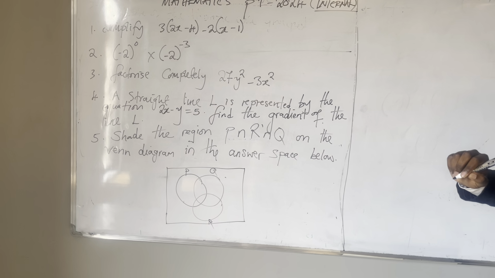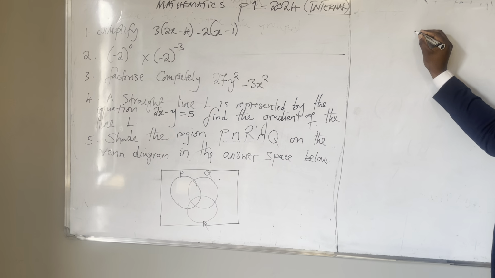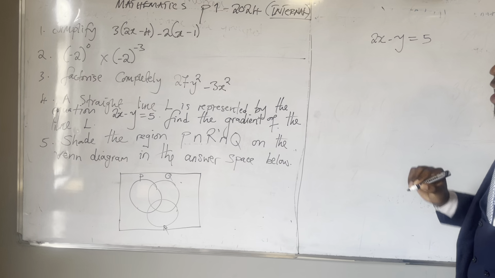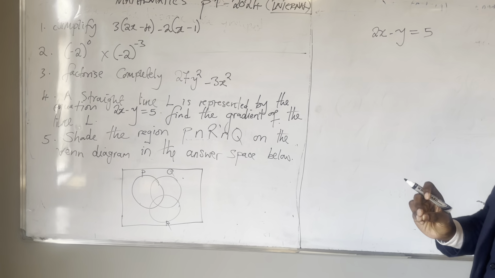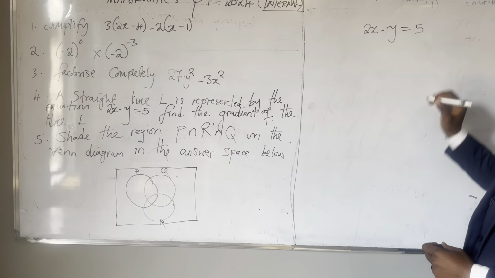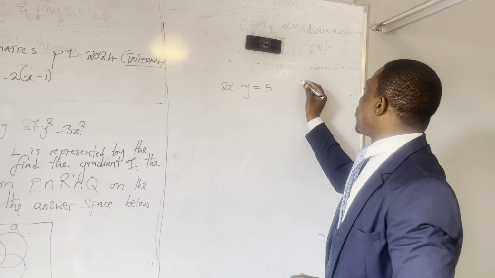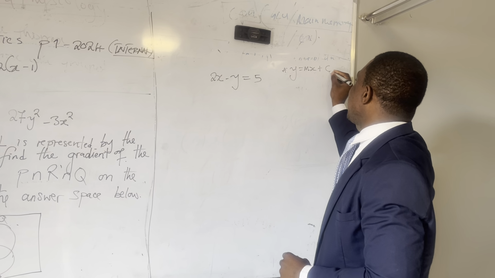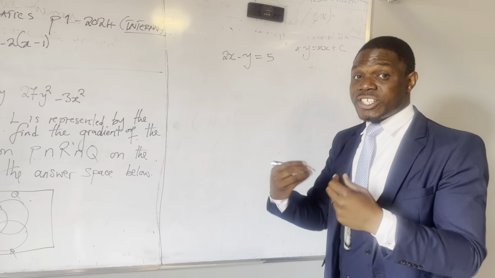Quickly, a straight line L is represented by the equation 2x minus y equals 5. Find the gradient of the line L. When we talk of finding the gradient of this line, one of the things we have to do is have the general formula in mind, which is y equals mx plus c, where c is the constant value.